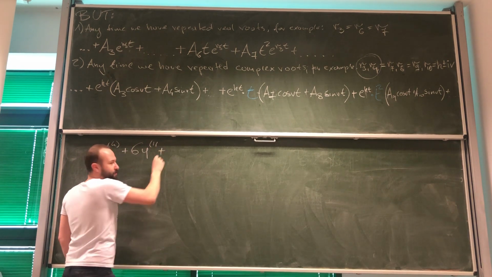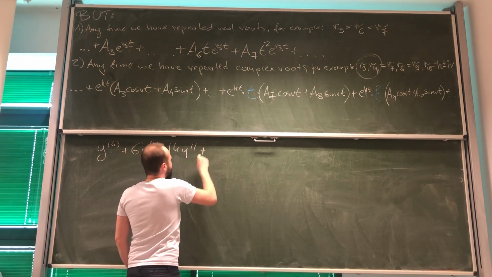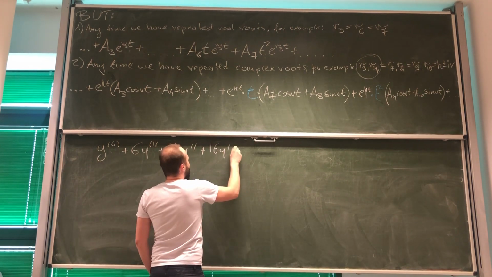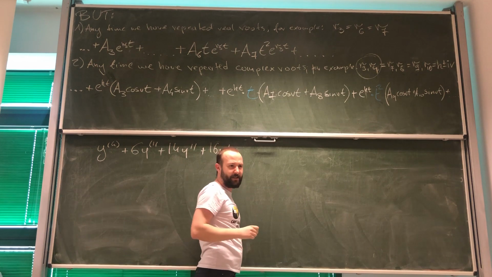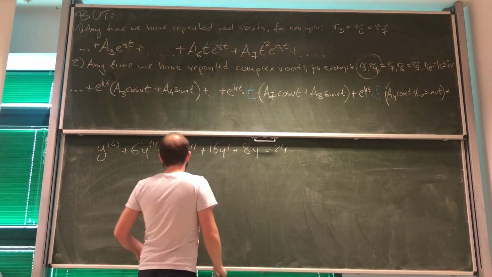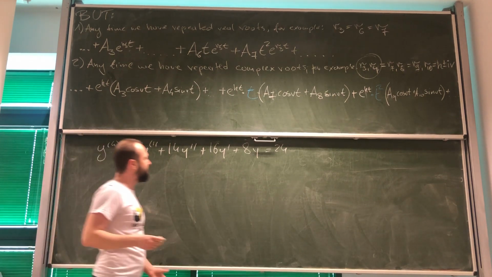Third derivative of y plus 6 y double prime plus 14 y double prime plus 16 y prime plus 8 y equals 24. Okay, as usual, let's start with the particular integral, which is extremely easy in this case.